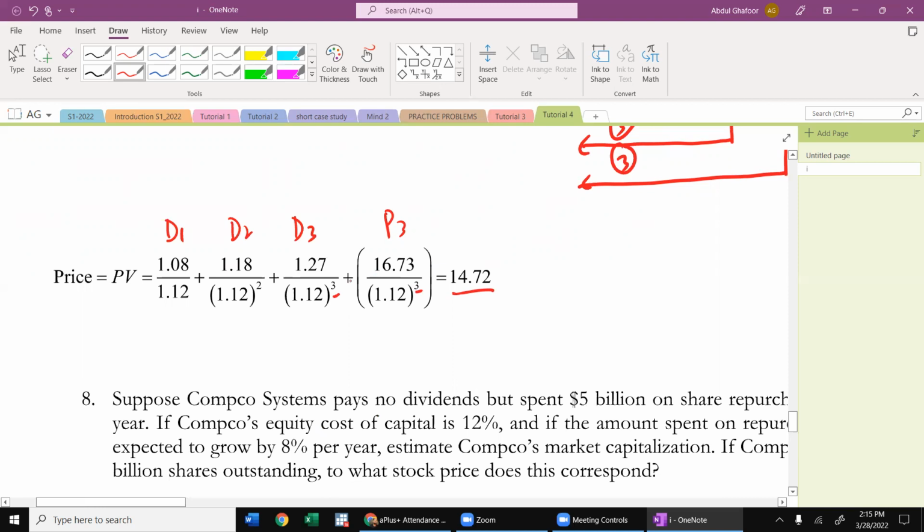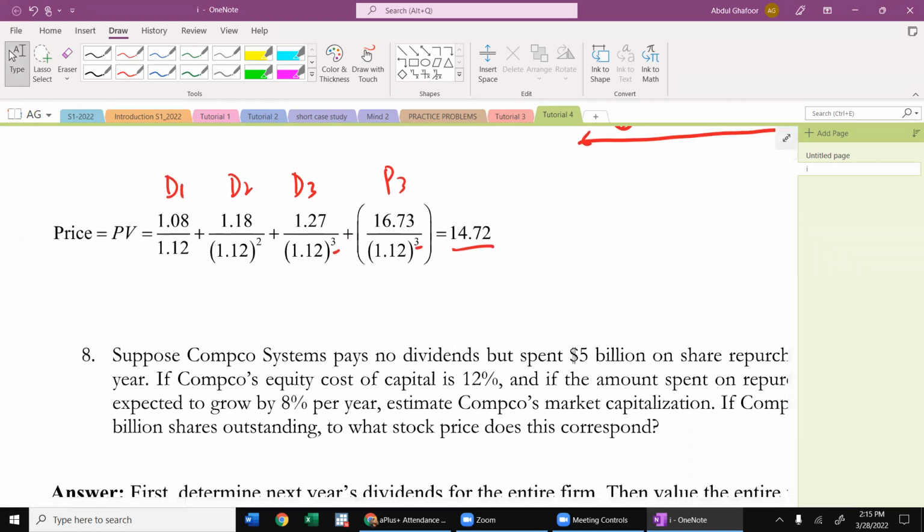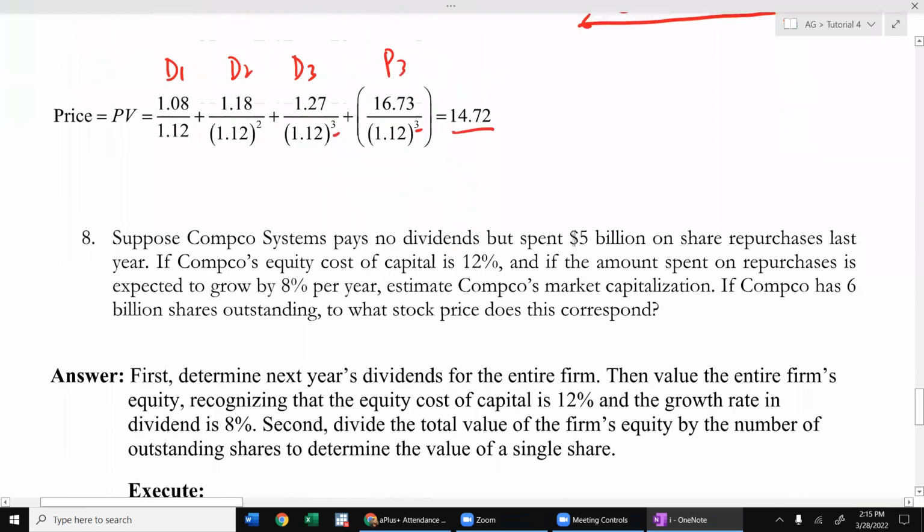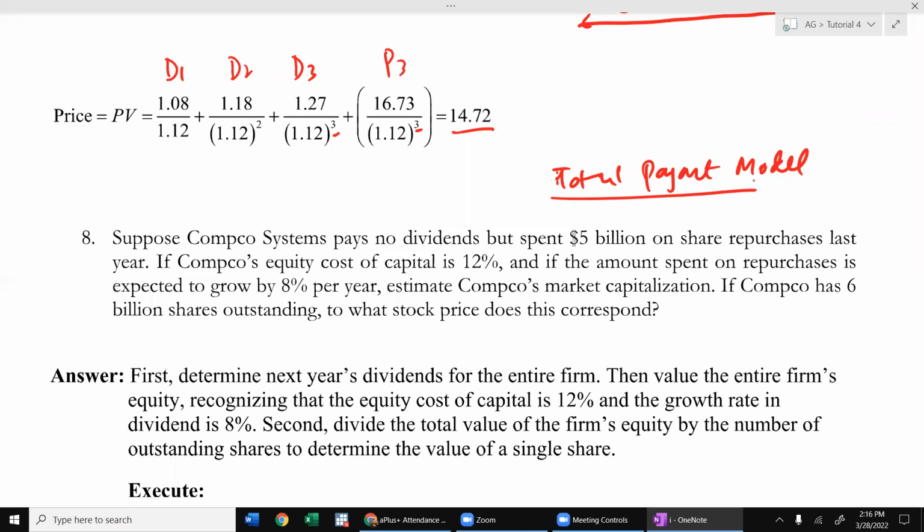Okay, so this was the constant growth model. Next, we are going to use the total payout model. The total payout model is used when companies both pay dividends as well as incorporate capital gain. Suppose Comco system pays no dividends but spent 5 billion on share repurchase. Share repurchase is also another form of distribution.